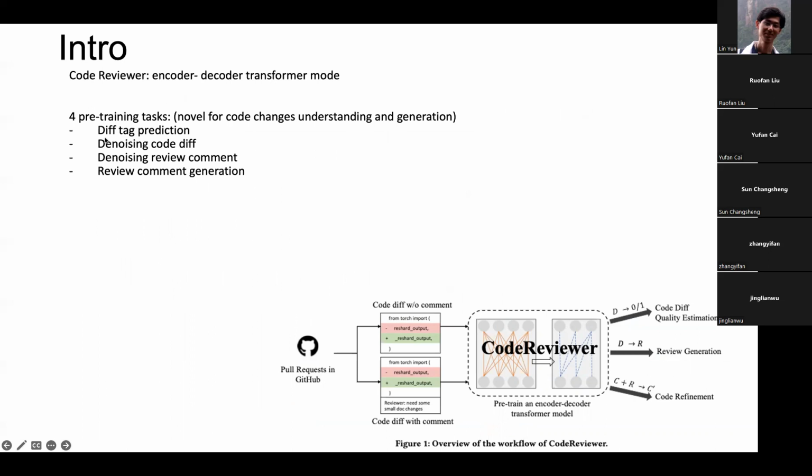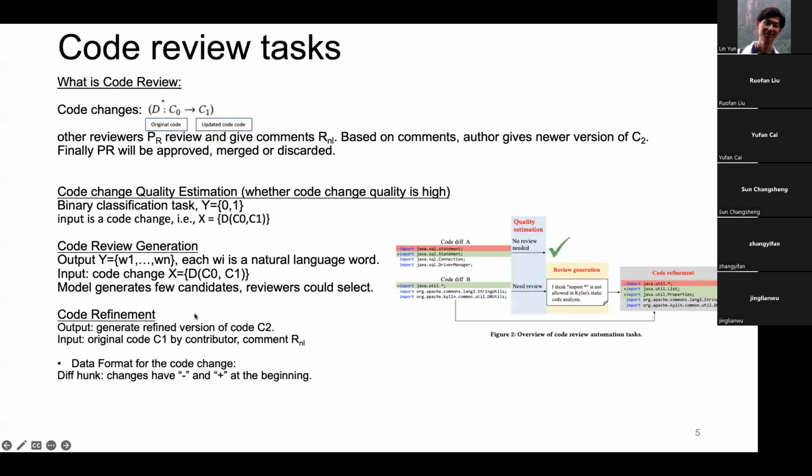The 4 tasks are diff tag prediction, that is, predicting what should be the label of your code during your change. Is it an add or a minus? The second is denoising code difference. The third is called denoising review comments. And the last one is review comment generation. I can give details later. Yeah, I have so many questions based on those pre-training tasks. But maybe we'll move on.